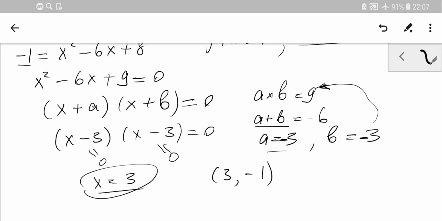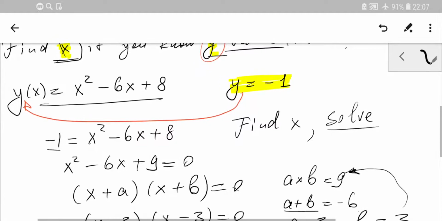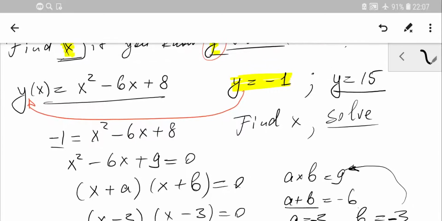Okay, so maybe we can consider another case, but try to practice on your own. What if we plug, let's say, y equals 15? That's cool. So try with that and try to see how many solutions you'll get. Actually, let me just calculate quickly. All right, so -6. Yeah, it's going to be there. This equation, when y equals 15, will have two solutions. So that's why you'll get two solutions.